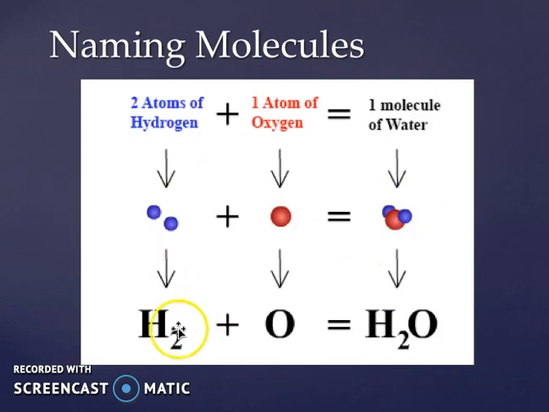So these molecules get their names, as you could probably see before, just by counting how many of each type of atom it takes to make up the molecule. So if we have 2 hydrogen, it's H2, 1 atom of oxygen, just an O, we don't need a 1, and we get H2O for water. So that's our chemical formula.